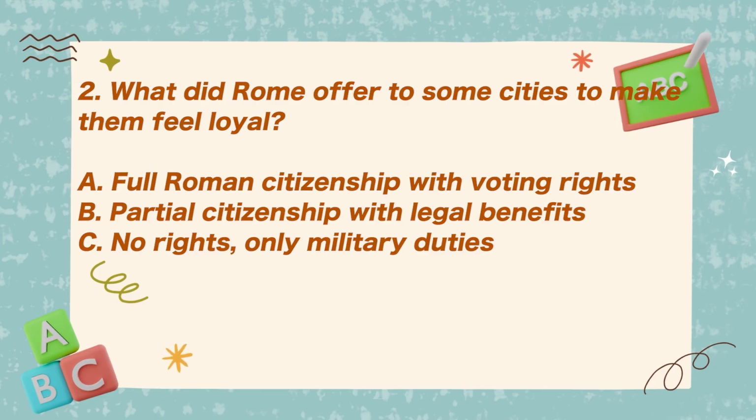2. What did Rome offer to some cities to make them feel loyal? A. Full Roman citizenship with voting rights. B. Partial citizenship with legal benefits. C. No rights, only military duties. Correct answer: B.